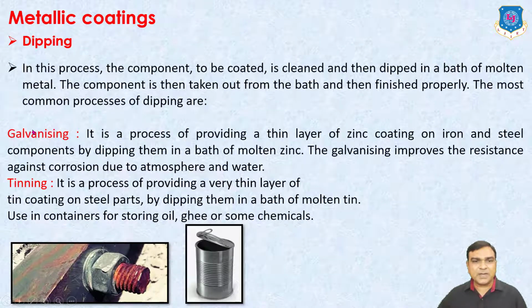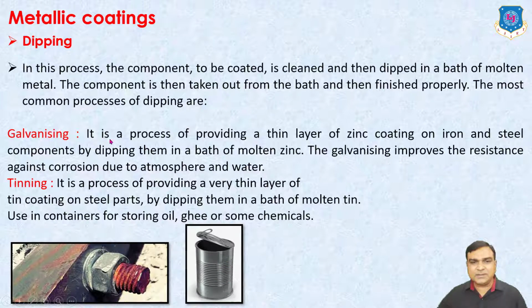Second, dipping. There are two types of dipping coatings, galvanizing and tinning. In this process, the component to be coated is cleaned and then dipped in a bath of molten metal. The component is then taken out from the bath and finished properly. The most common dipping processes are galvanizing, which is shown here on this nut, and the tinning process, which is used for tin metal.